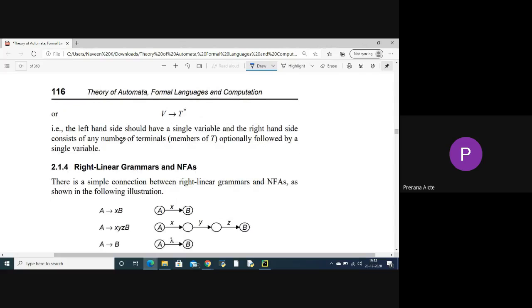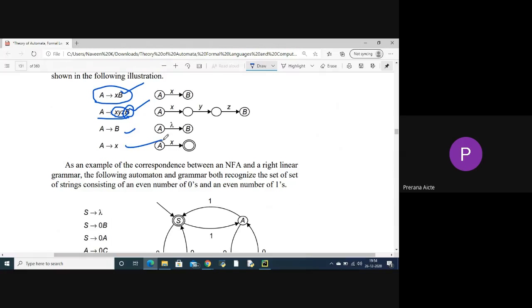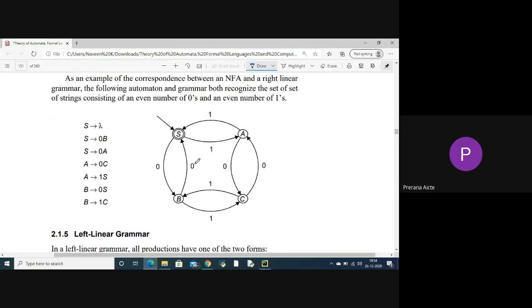Next, here A tends to xB is a right linear grammar because the rightmost symbol is capital B, a non-terminal symbol. Here A tends to xyzB is also a right linear grammar because it contains capital B as the rightmost symbol, with three terminal symbols before it. These two are examples of right linear grammar.